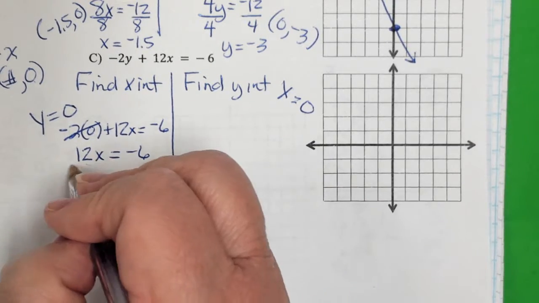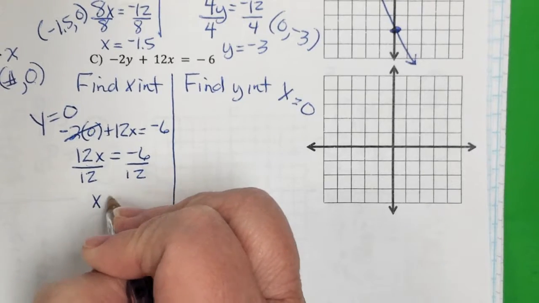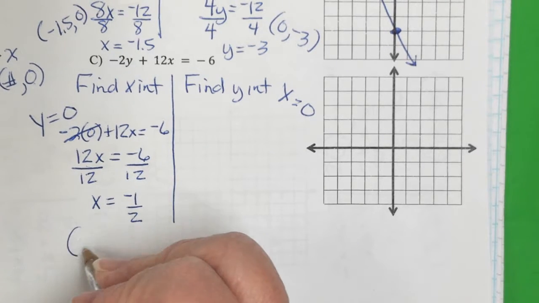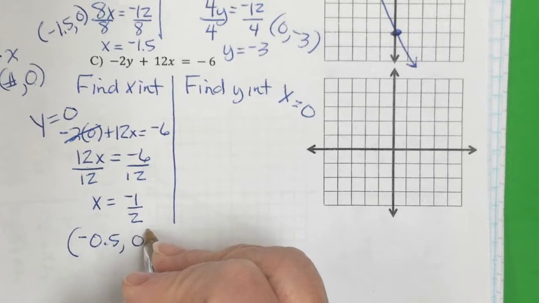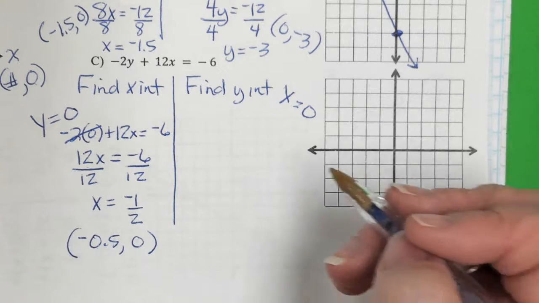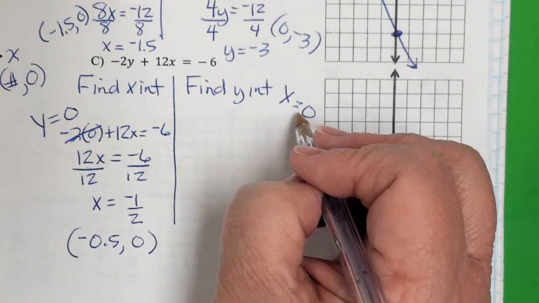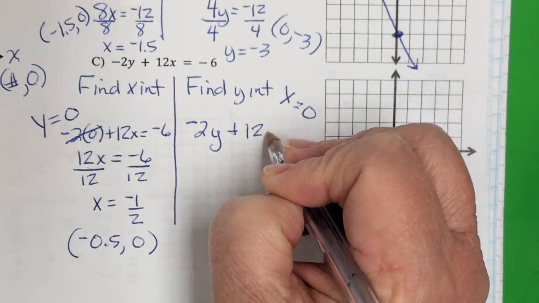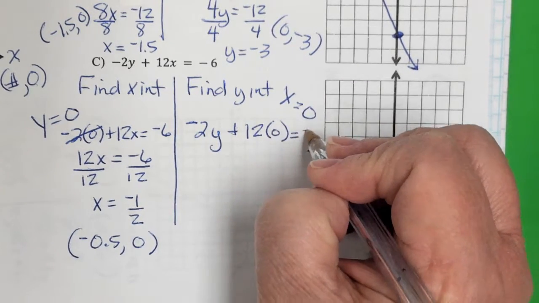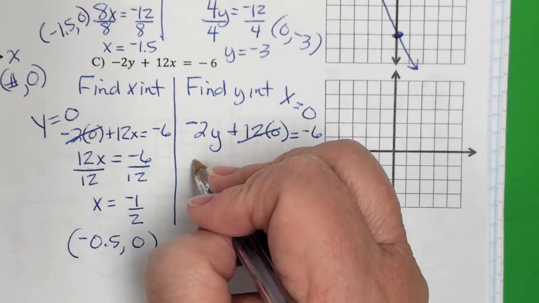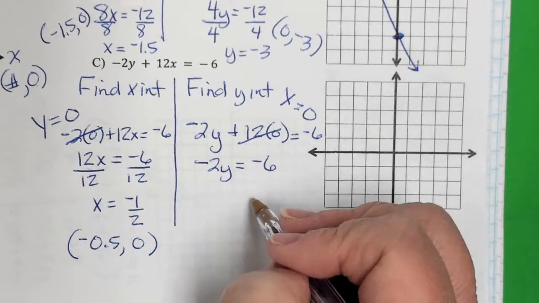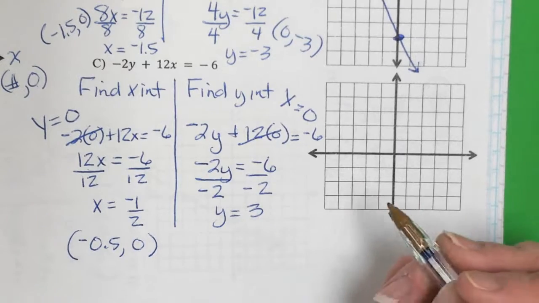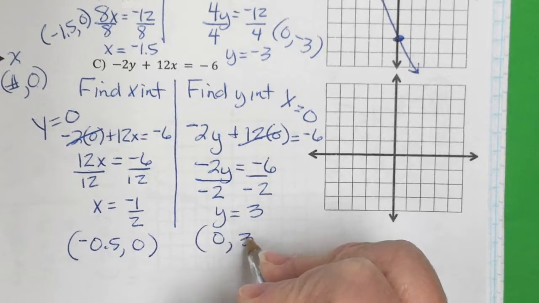Undo the multiplication by using division. X equals negative 1/2. And some of you may have written that as negative 0.5, and that's fine. There's my ordered pair for my x-intercept. To find the y-intercept, we use 0 for x, so that same equation, negative 2y plus 12 times 0 equals negative 6. 12 times 0 is 0, leaving us negative 2y equals negative 6. Divide by negative 2 to undo the multiplication. Y equals 3. My ordered pair is going to be 0, 3.